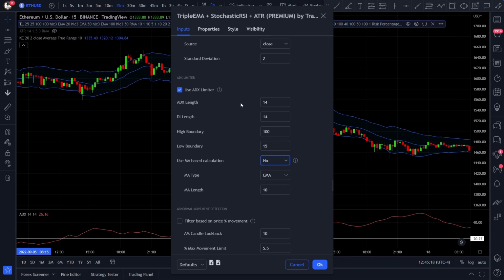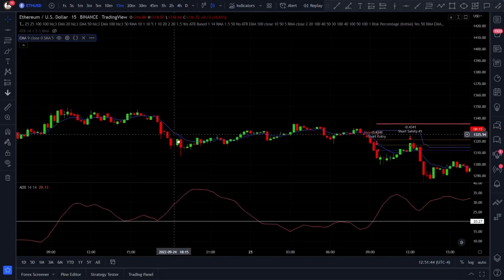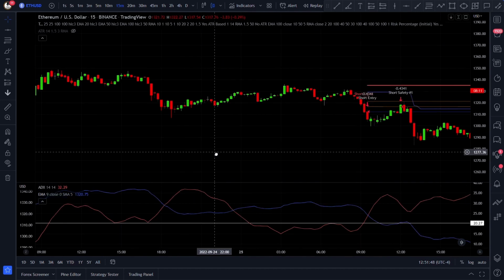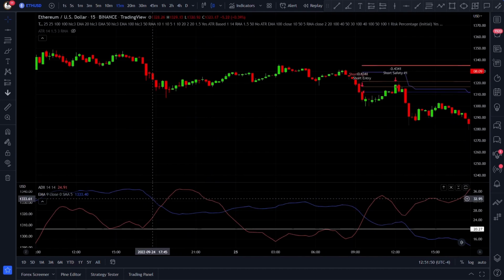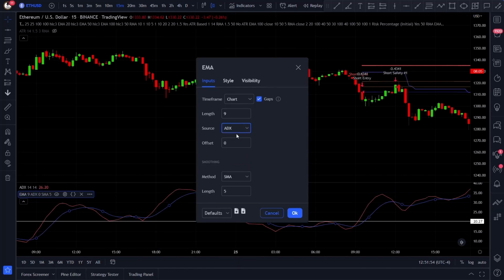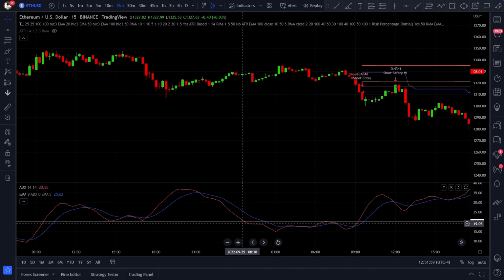To understand how it works, add an EMA to the script. Once you have it, click on it and start pulling it down until you reach the ADX indicator. When it's there, release it. Now go to the EMA settings and set its source to ADX. Now you can see that the ADX line is sometimes above the EMA and sometimes below the EMA.